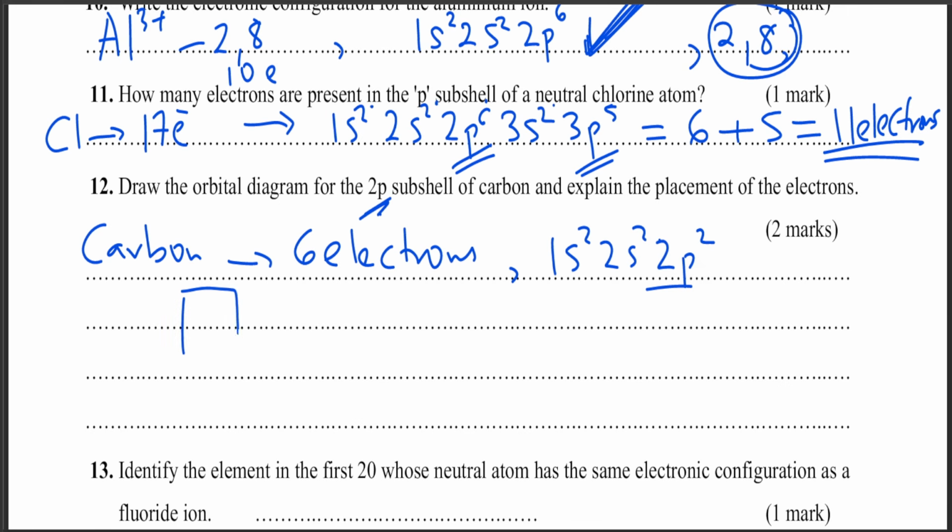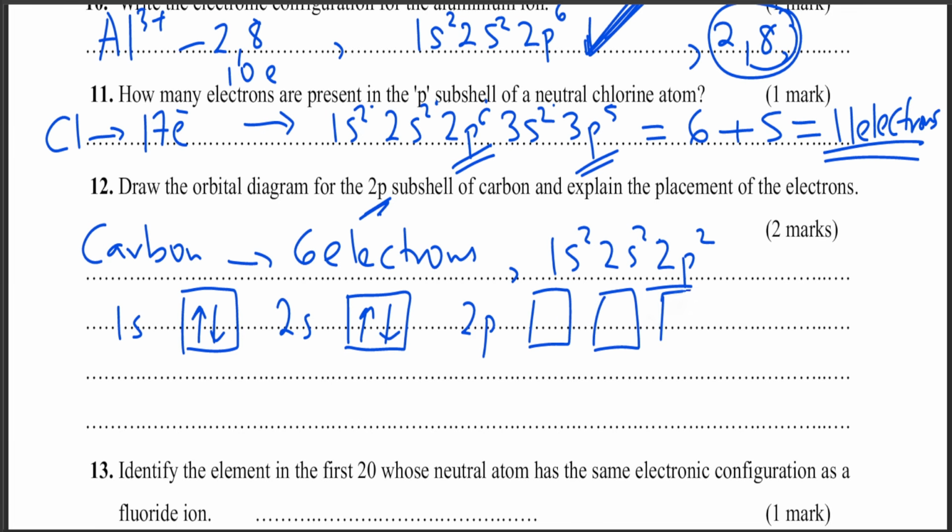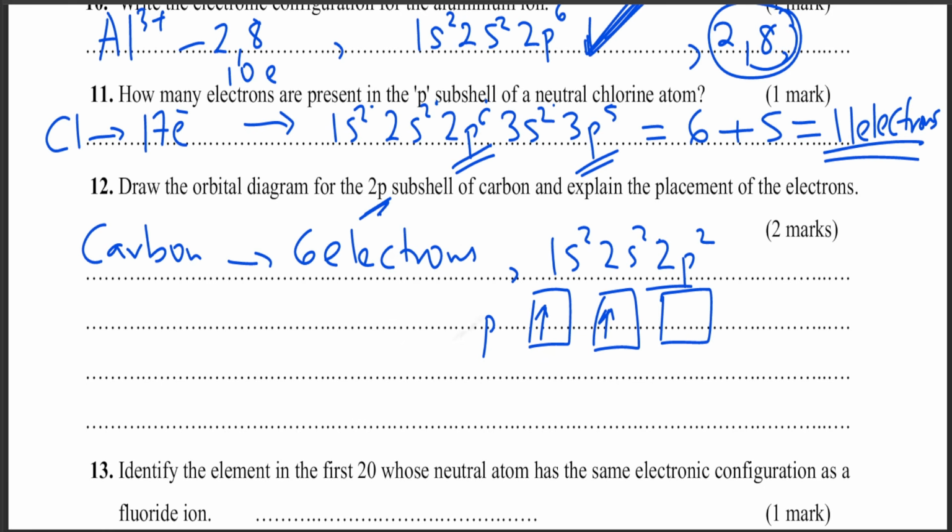The overall orbital diagram: for the 1s it is this one, for the 2s it is this one, and for the 2p there are going to be 3 boxes because it takes a maximum of 6 electrons. In short, since the question is very specific and you are not asked to draw the others, this is your answer for the orbital diagram for the 2p subshell.